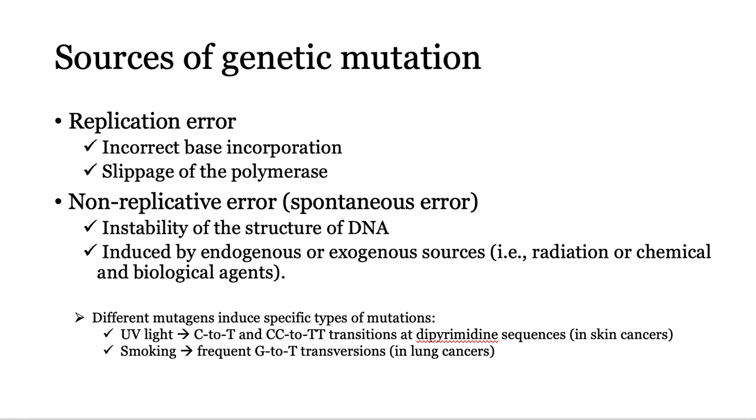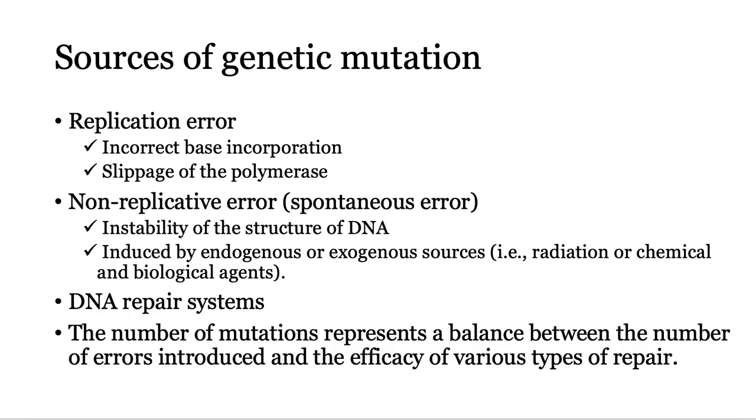So we talked about two major categories of errors. Once those errors are introduced in our DNA, there are still ways to repair them. Our DNA system has multiple repair systems, and they're quite efficient at repairing those errors. If those errors are repaired, then there is no mutation. But if those errors were not repaired, then they become mutation. So the number of mutations is really determined by the error rate and the efficiency of DNA repair.